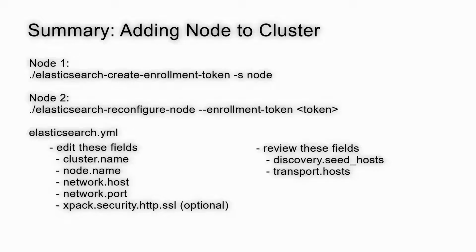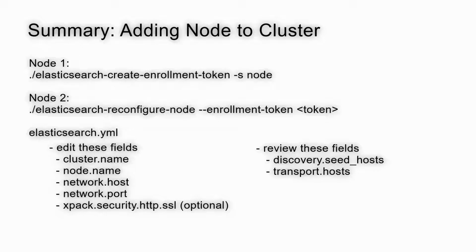Next, we opened up the elasticsearch.yml file and edited the fields cluster.name, node.name, network.host, network.port, and we also edited the xpack.security.http.ssl fields. The HTTP SSL could have been optional. We could have used self-signed certificates there if we wanted to. We then reviewed the fields for discovery.seed_hosts and transport.host.